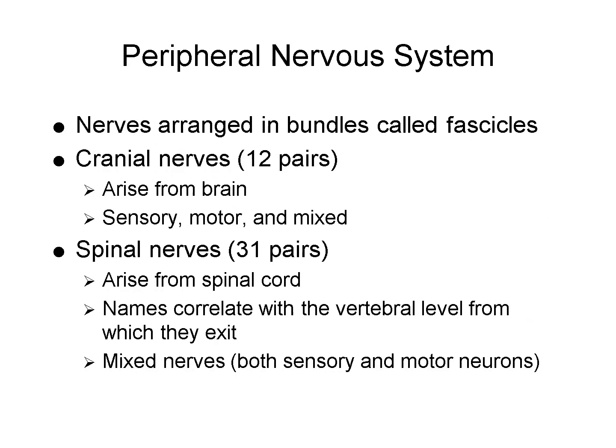The peripheral nervous system includes cranial nerves and spinal nerves. There are 12 pairs of cranial nerves, which arise from the brain and may be sensory, motor, or mixed. The 31 pairs of spinal nerves emerge from the spinal cord and are all mixed nerves, containing both motor and sensory fibers. These nerves form the communication lines between the CNS and the rest of the body.